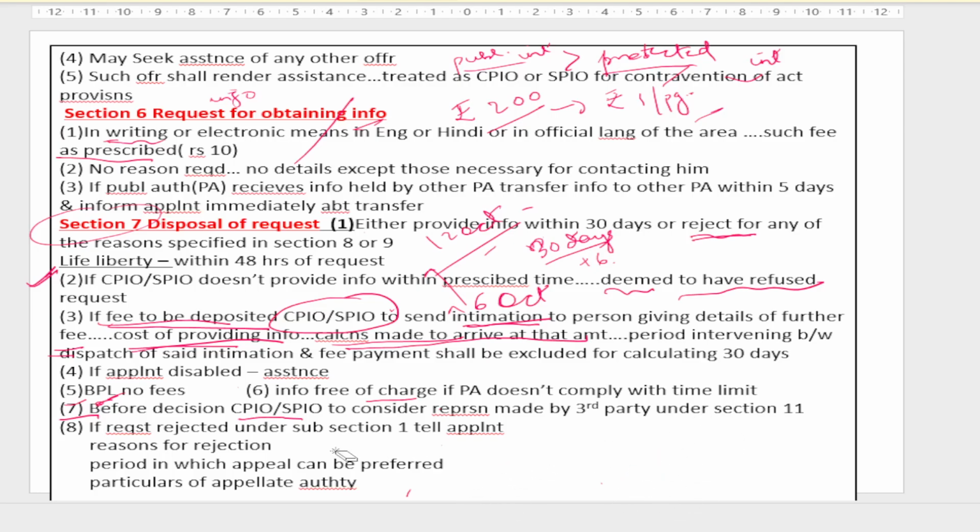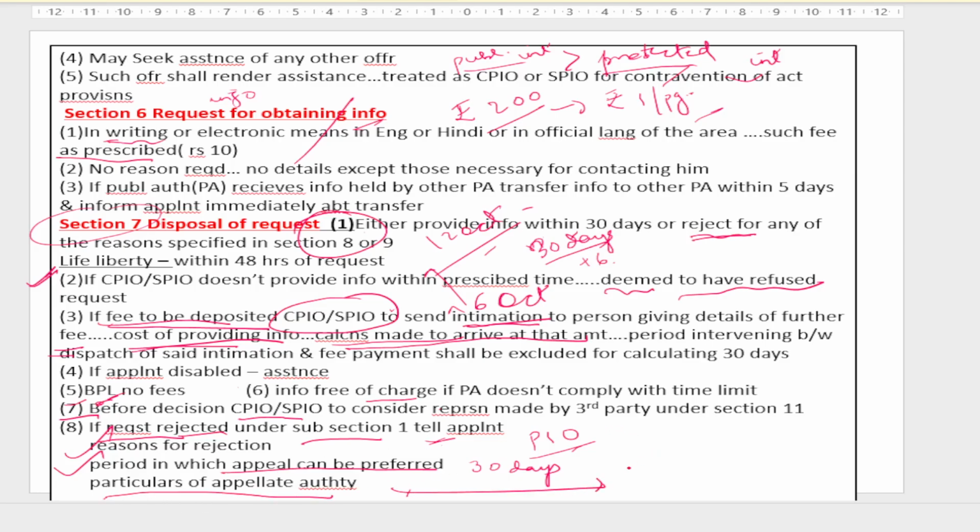Now subclause 8 of section 7. Subclause 8 says that if the RTI application request is rejected under subsection 1, then the PIO will inform the applicant about the reasons for rejection, about the period in which the appeal can be preferred, which is a 30-day period. This is to be informed by the PIO to the applicant. And also the particulars of the appellate authority.